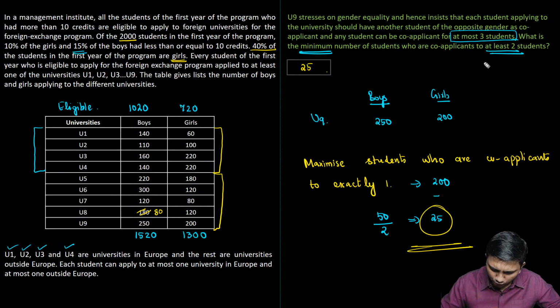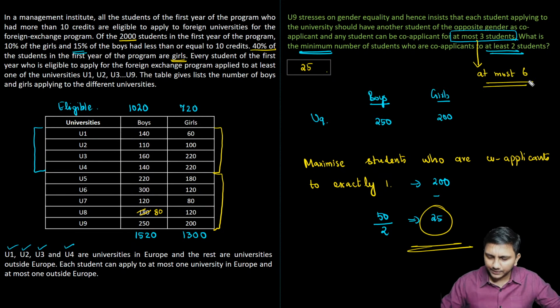Instead of at most 3, if I change it to at most 6, then what would be the answer? Instead of at most 3, if I change it to at most 6, what would be the answer?